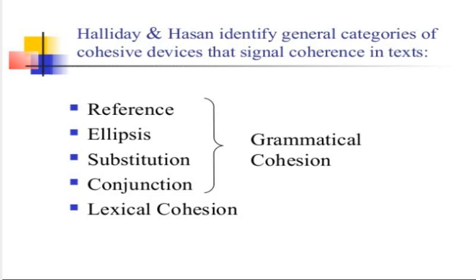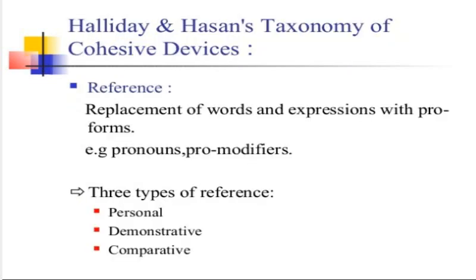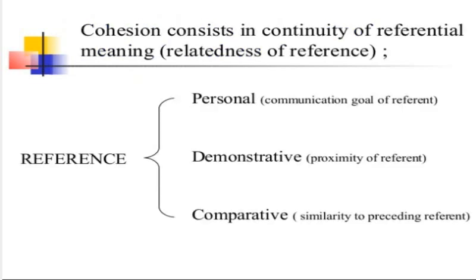Halliday and Hasan identified general categories of cohesive devices that signal coherence in texts. Grammatical cohesion includes reference, ellipsis, substitution, and conjunction. Reference is the replacement of words and expressions with proforms, pronouns or modifiers. There are three types of reference: personal, demonstrative, and comparative. Here are the given reference types: personal, demonstrative, and comparative.